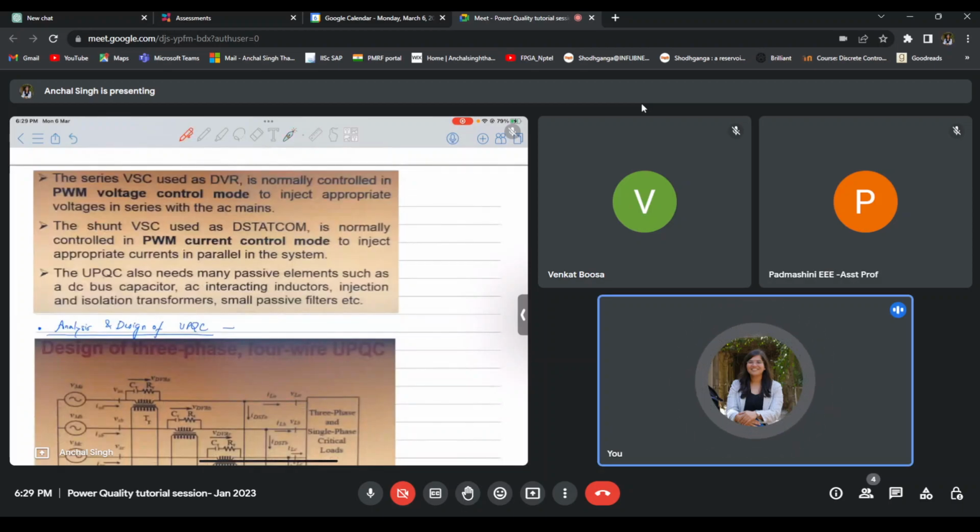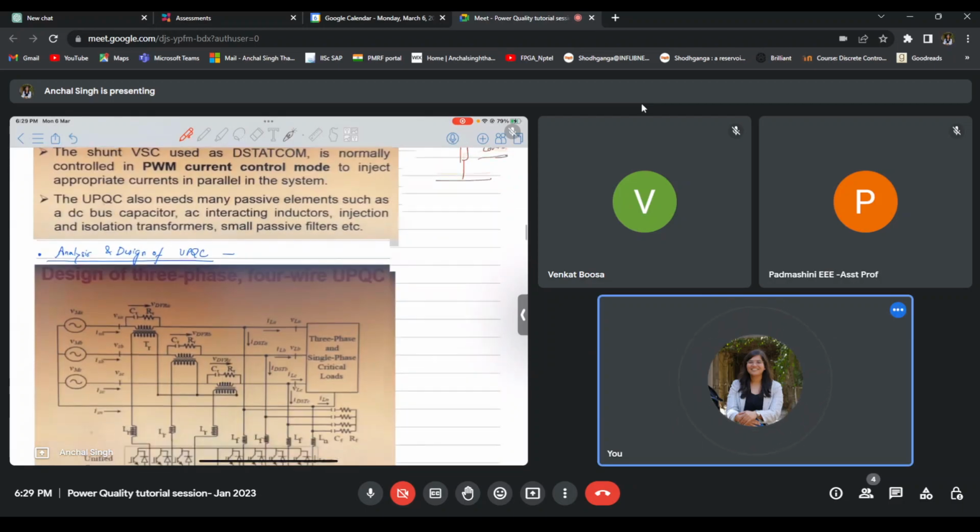Now, the important part is that since the purpose of the DVR is to control voltage, the DVR operates in voltage control mode. And the purpose of the DSTATCOM is to improve current power quality problems, therefore it operates in current control mode. So you need to take care of this.